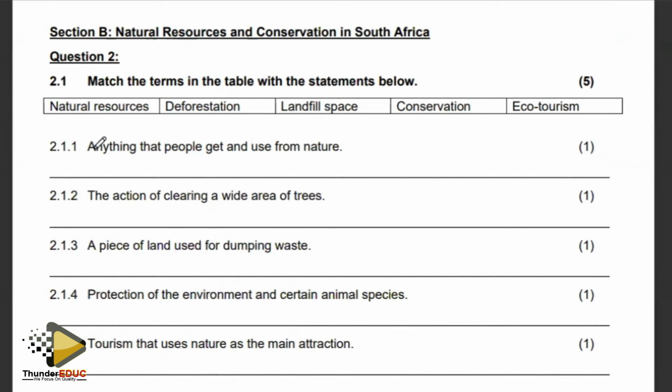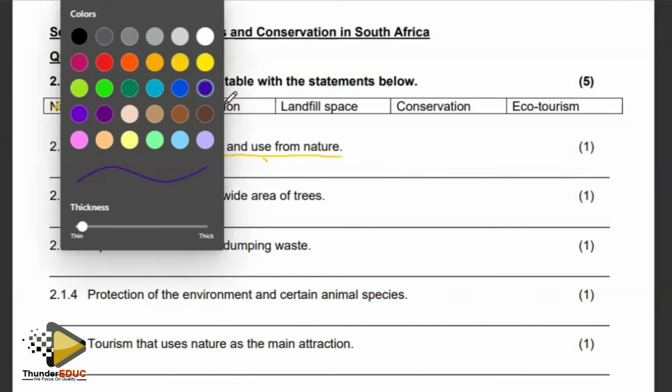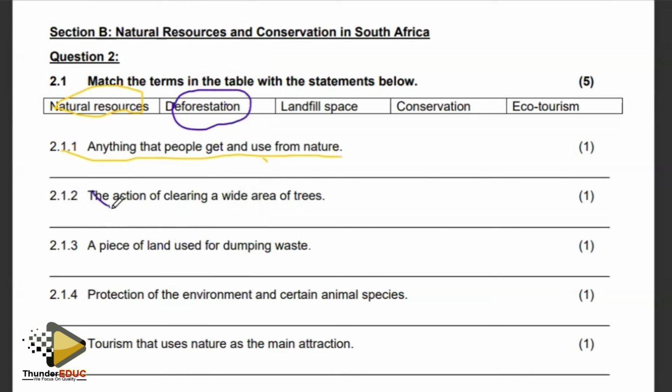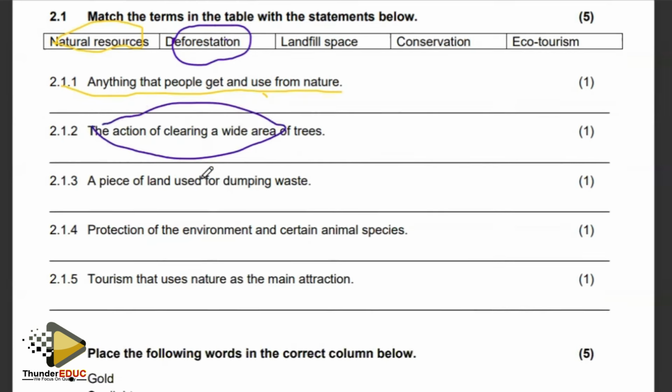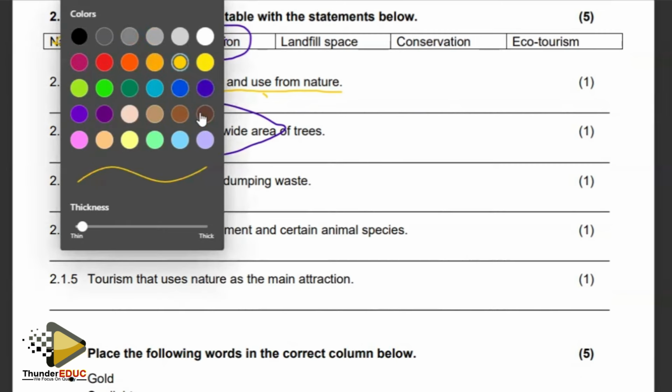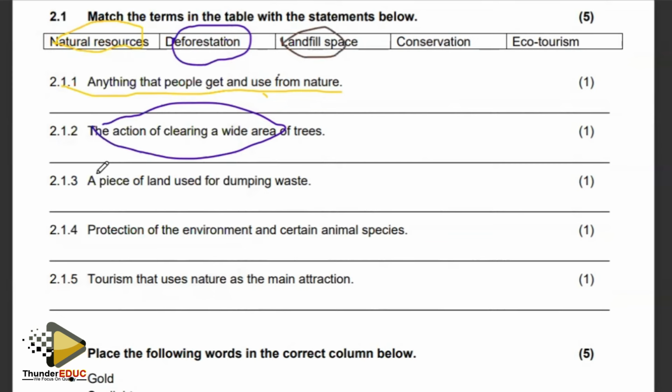So we have 2.1.1. Anything that people get and use from nature, definitely that is a natural resource. I will highlight it with yellow so that you know. Then 2.1.2, the action of clearing a wide area of trees is called deforestation. I will highlight deforestation with purple, meaning it's the answer to question 2.1.2. Then we have a piece of land used for dumping waste. It's called a landfill space. I will highlight it with another color, which is brown, so that you know it is the answer.